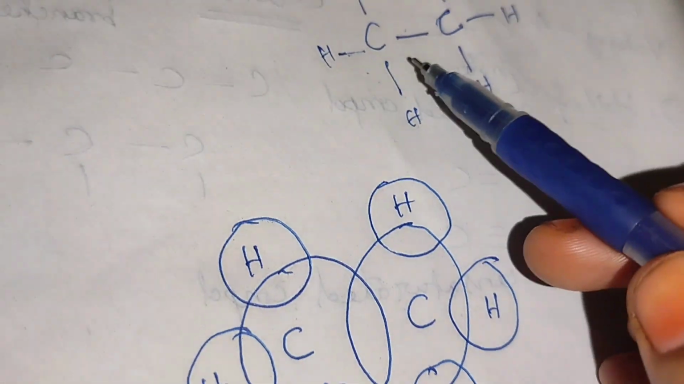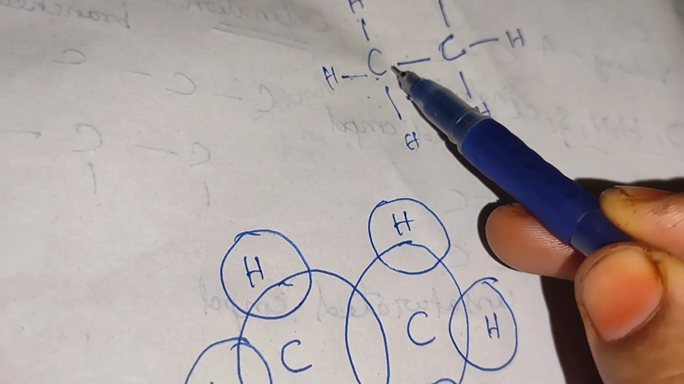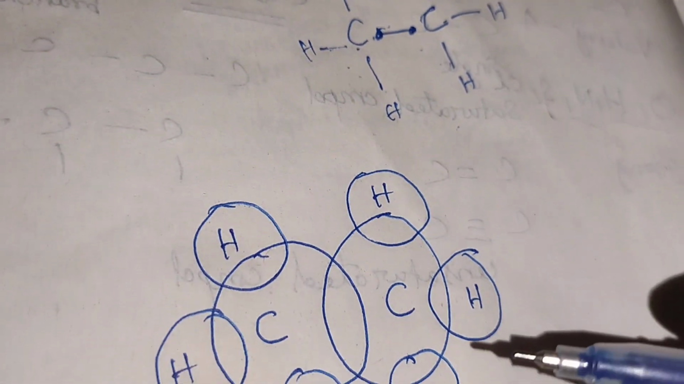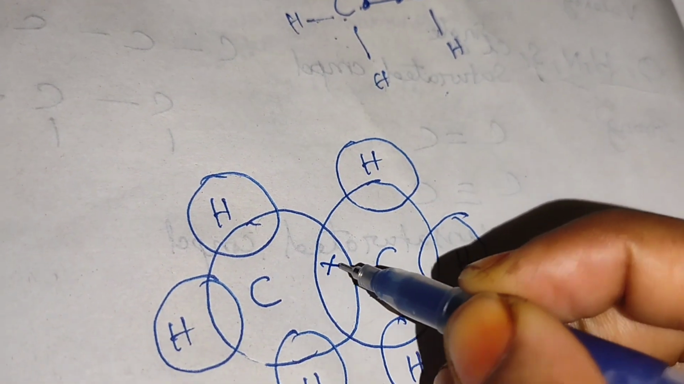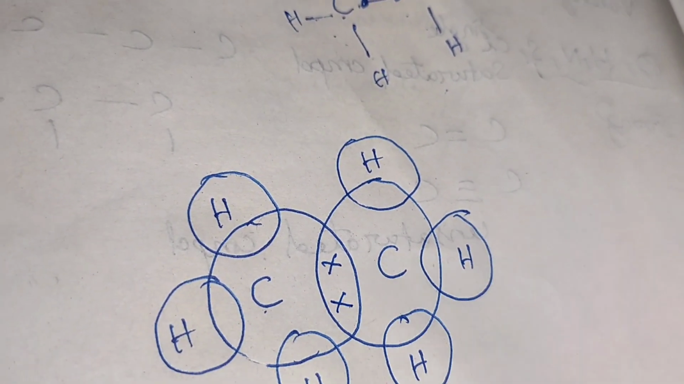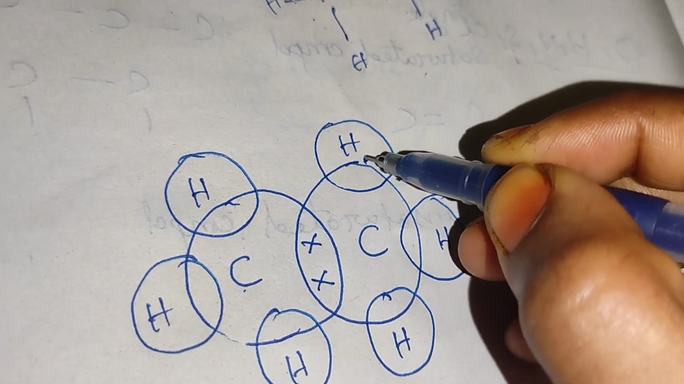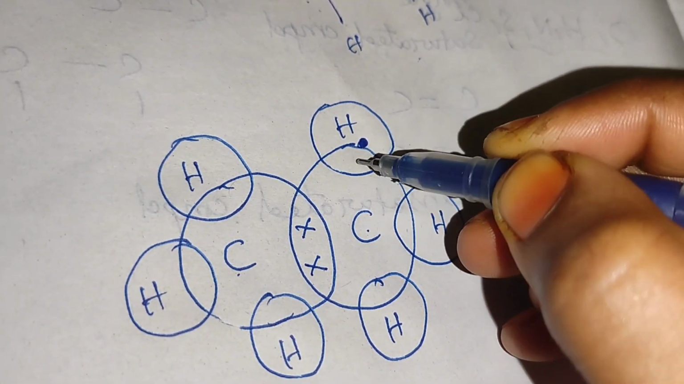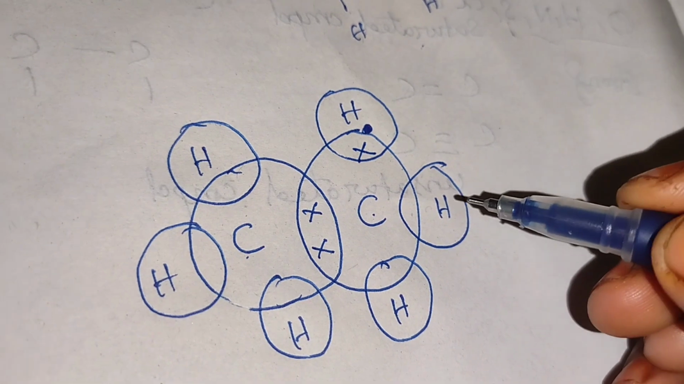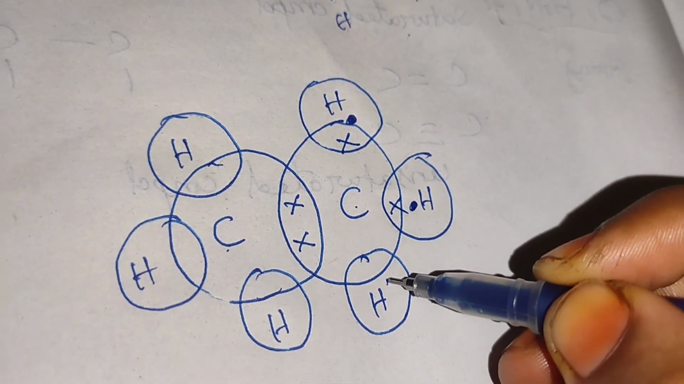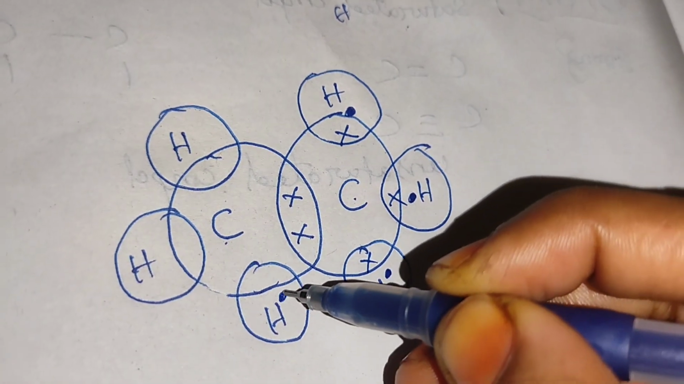So here 1 electron, here 1 electron and here 1 electron is going to join. So here 1 electron for this carbon. Here for hydrogen also 1 electron is going to be shared, and for this carbon 1 electron is going to be shared. Here also for hydrogen 1 electron, carbon 1 electron.